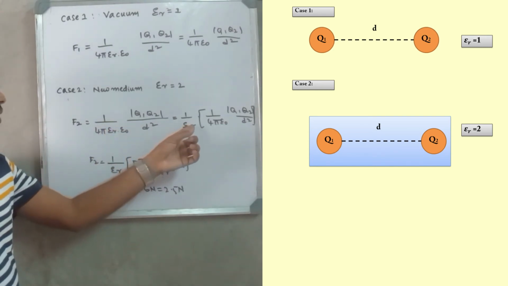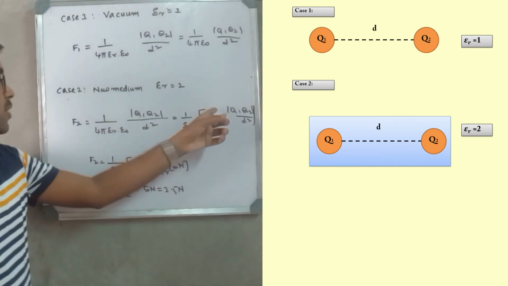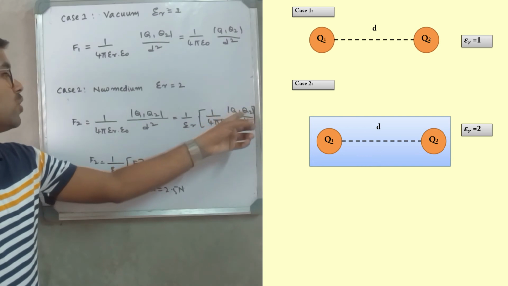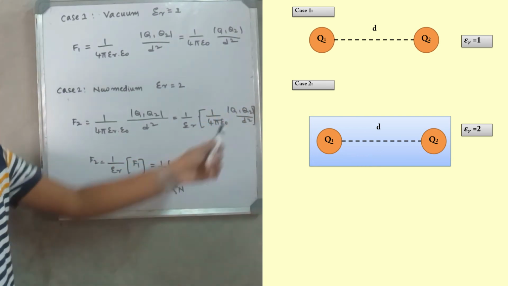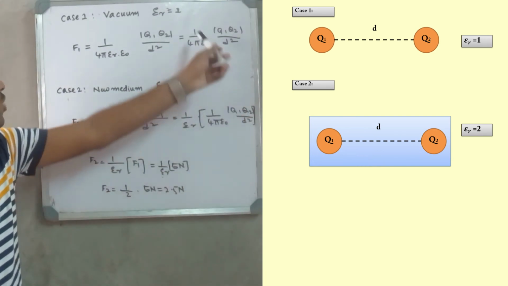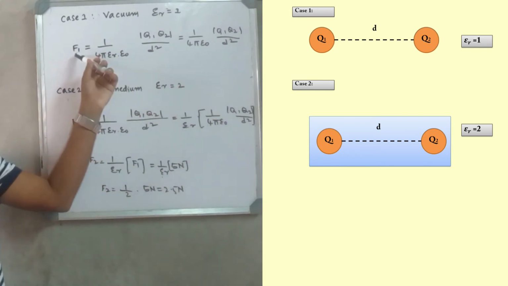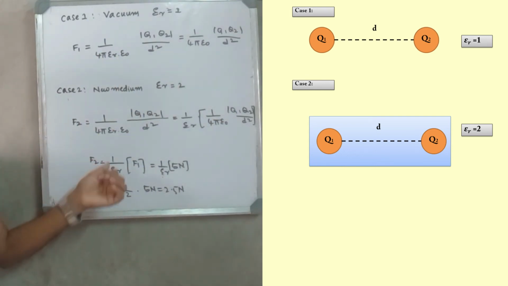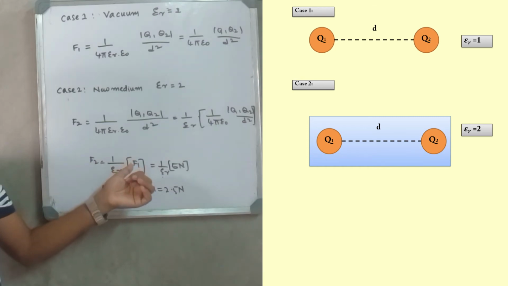And if I bring epsilon r out, I will have 1 by 4 pi epsilon naught mod of q1 q2 divided by d square. These two are same. If you observe, these two are same. This is exactly equal to the F1. So I can write F2 is equal to 1 by epsilon r into F1.